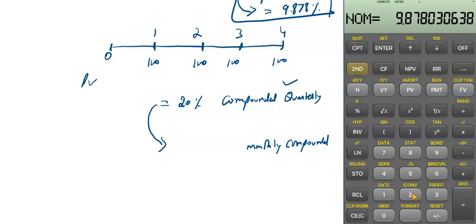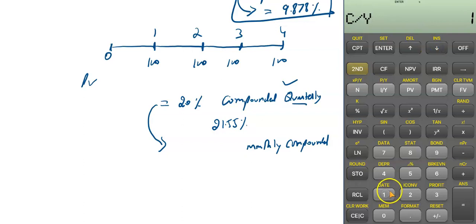Second and I conversion. So the nominal rate is 20%. We want to calculate the effective annual rate. Previously, there was compounding 4 times in a year. So the effective annual rate will be 21.55. Do we need to use this rate? No. Effective annual rate means compounding once in a year. So now we need to calculate the monthly compounded rate. That is, keep the effective annual rate the same, keep the compounding equal to 12 times in a year. Compute the nominal rate. That is 19.67%.